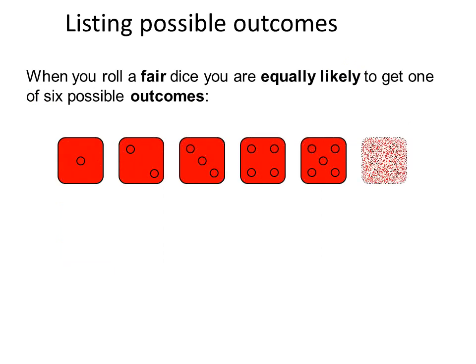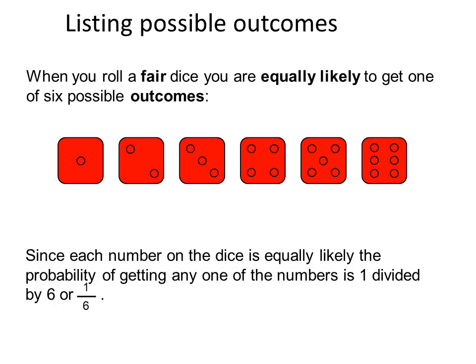Listing possible outcomes. Usually when you roll a fair die, you are equally likely to get one of 6 possible outcomes, which are 1, 2, 3, 4, 5, or 6. So because we have 6 possible outcomes, each one will have the probability 1 out of 6. And we will check now if we roll this die and do an experiment. Will we get the same probability?